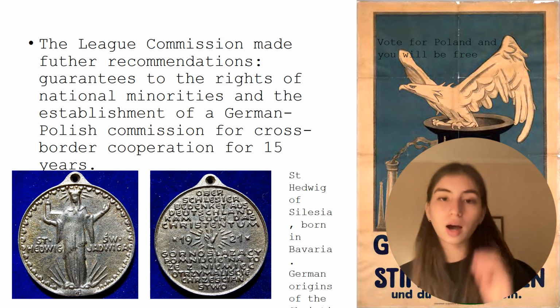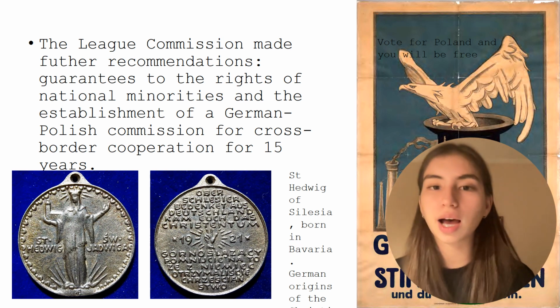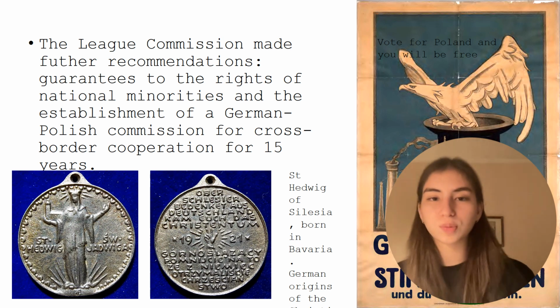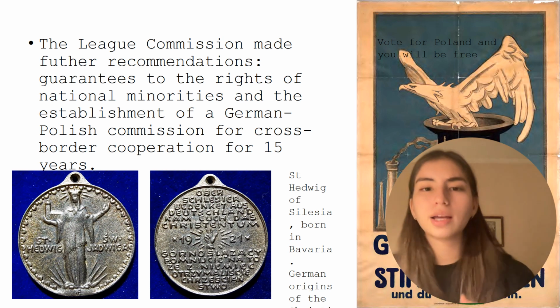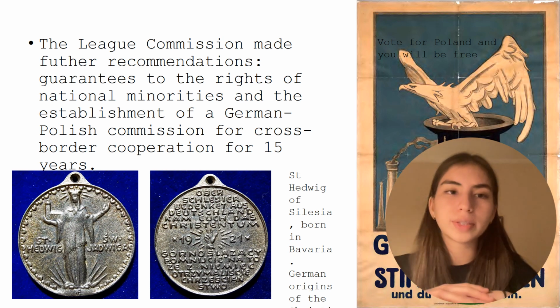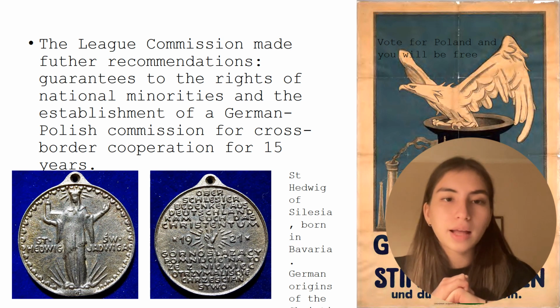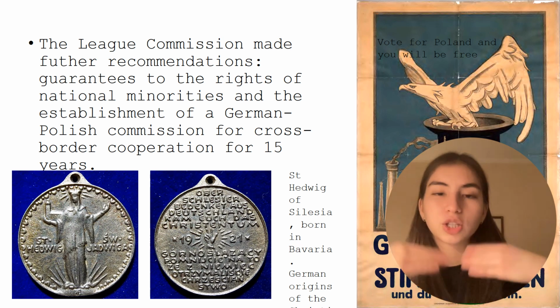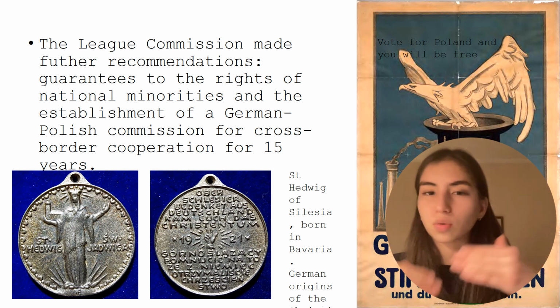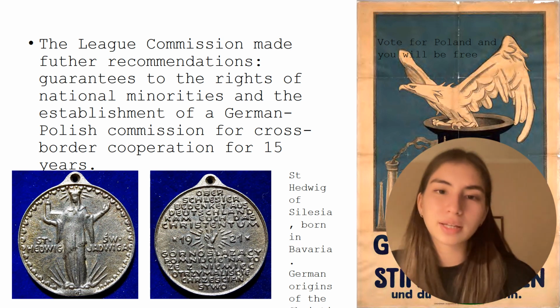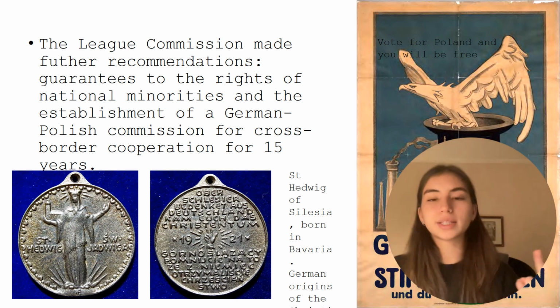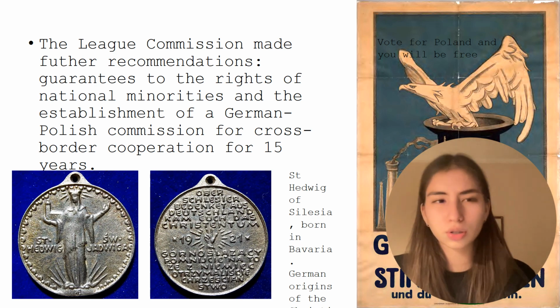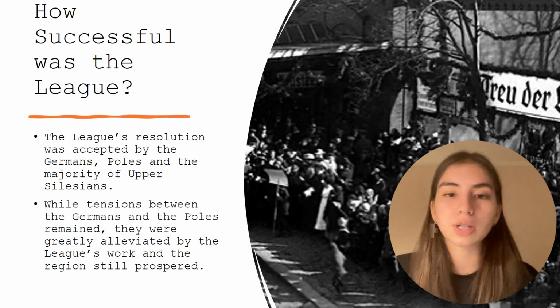So in Upper Silesia, after the Treaty of Versailles and everything, tensions between the German and the Polish were extremely high, with the localized riots and the dispute over Upper Silesia. And so the League of Nations wanted to reduce the tensions and ensure that they weren't going to arise anytime soon. So that's why they protected the national minorities, and that's why they established the Commission for Cross-Border Cooperation.